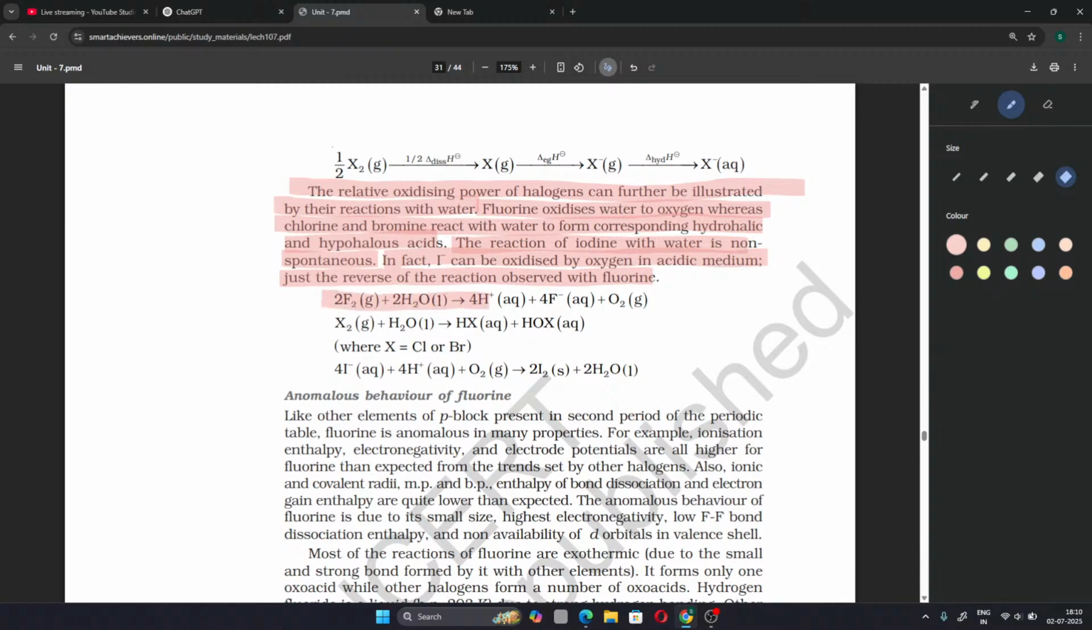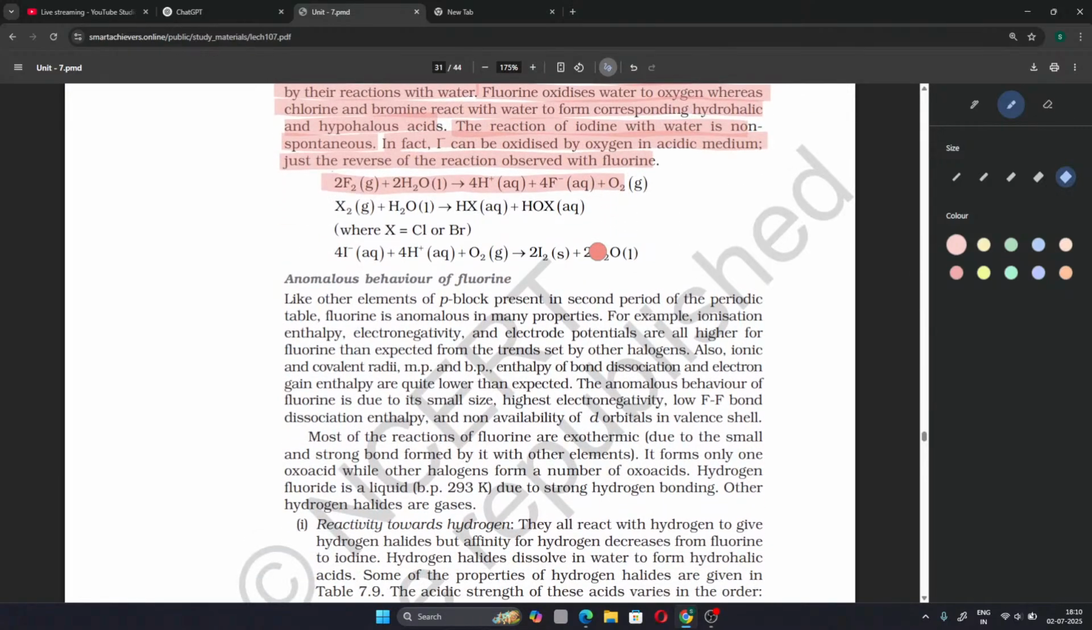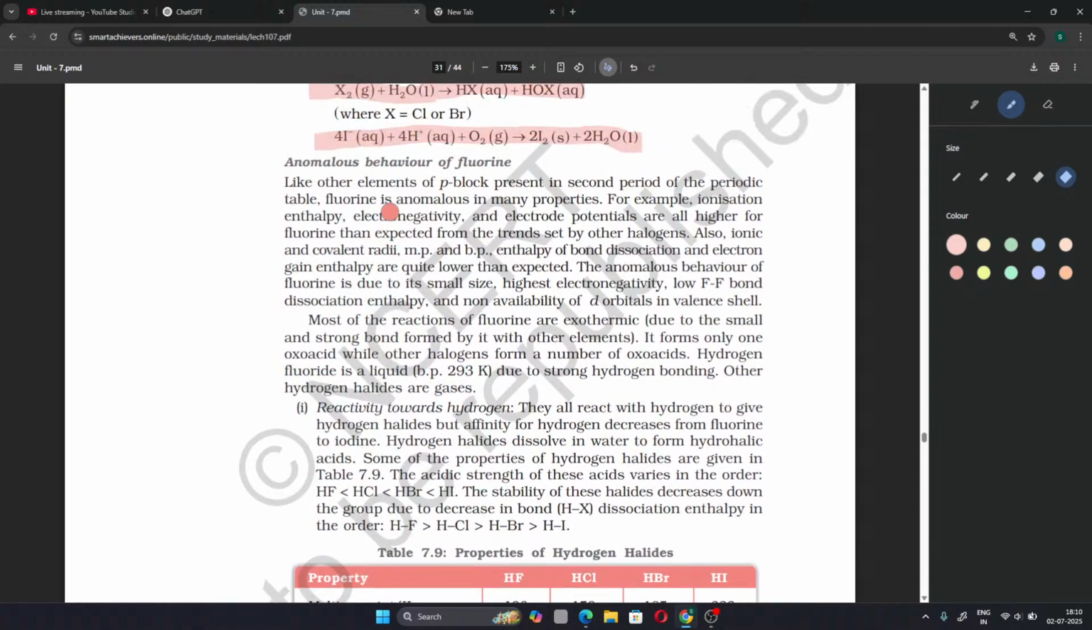Fluorine plus H2O gives H+ and fluoride ion. X2, where X can be chlorine or bromine, plus water gives HX and HOX, whereas iodide ion is oxidized by water to give iodine. I mean not iodine gas but iodine.